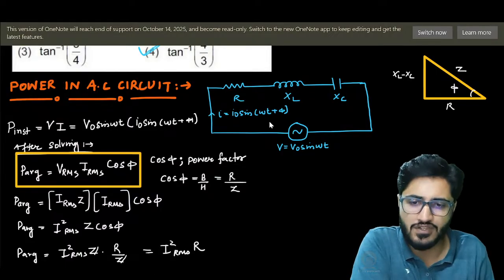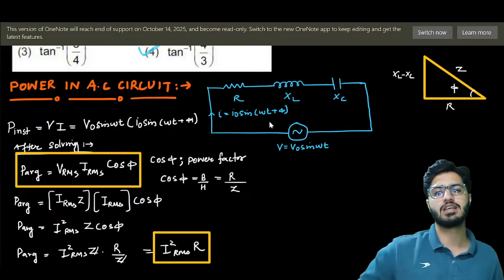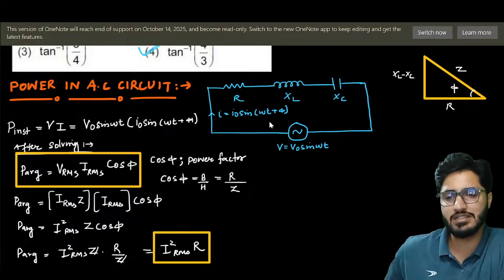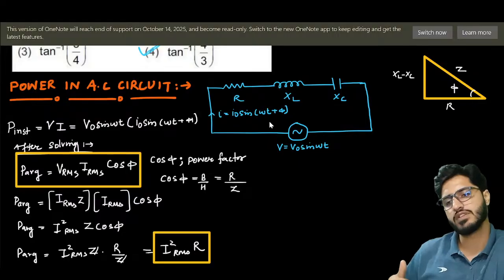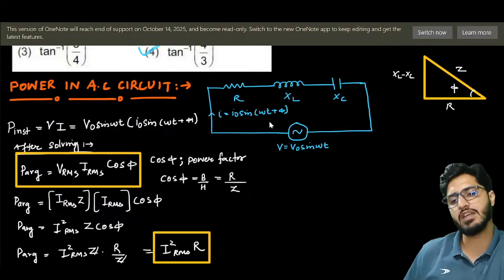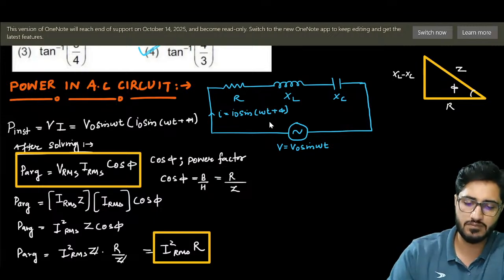These are my equations of my average power consumption in my LCR circuit. Power equals VI cos phi, or I square into R only. You can write this thing down.